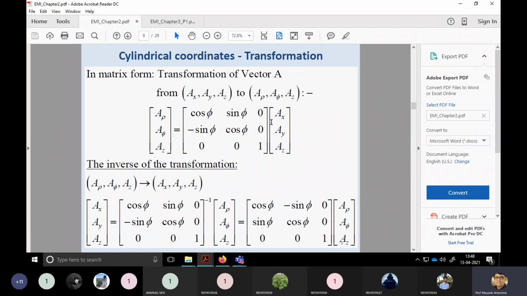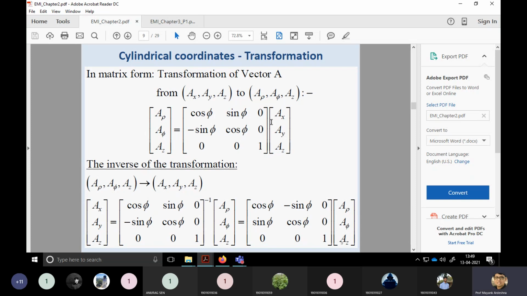For the first, a rho is equal to what you are getting: ax cos phi, ay sin phi. So a rho is equal to sine phi into x plus z, and a phi is equal to cos phi times x plus z. Clear? But just see the value of a rho. If it is a rho, all the components should be in rho, phi and z. If it is rho, phi, z, why is there a value of x present?